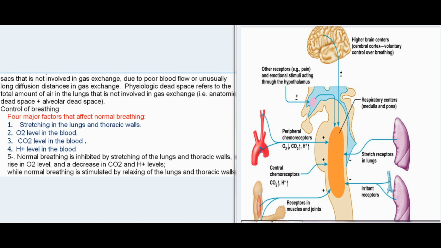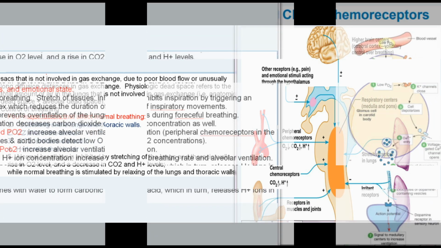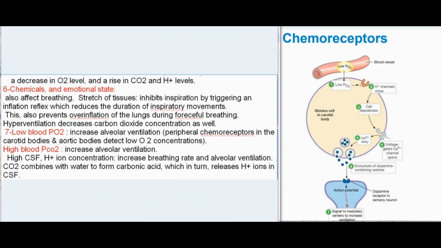Control of breathing. 4. Major factors that affect normal breathing: stretching in the lungs and thoracic walls, O2 level in the blood, CO2 level in the blood, and H+ level in the blood. 5. Normal breathing is inhibited by stretching of the lungs and thoracic walls, a rise in O2 level, and a decrease in CO2 and H+ levels, while normal breathing is stimulated by relaxing of the lungs and thoracic walls, a decrease in O2 level, and a rise in CO2 and H+ levels.